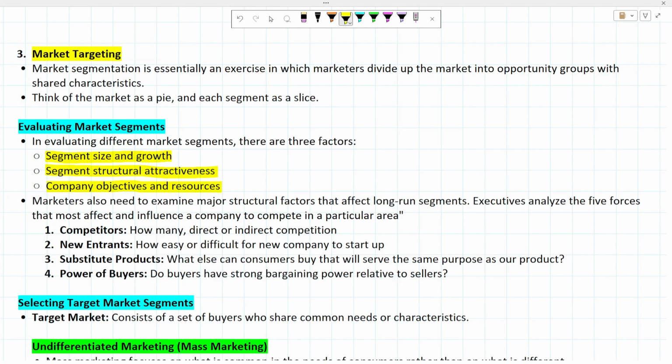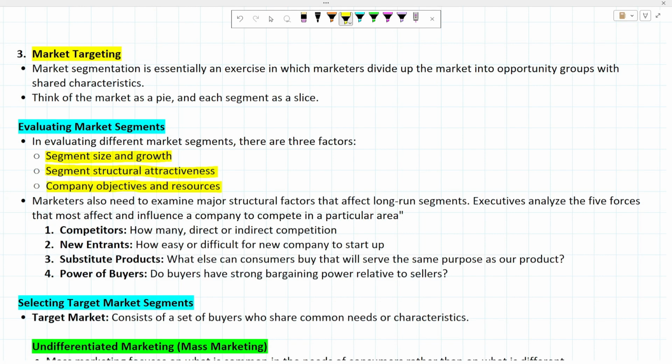So marketers also need to examine major structural factors that affect long-run segment attractiveness. Executives analyze the five forces that most affect and influence a company competing in a particular area. One, you have your competitors. So how many direct or indirect competitors are there? Two, new entrants. So how easy or difficult is it for new companies to start up and come into this segment of the market? Three, substitute products.